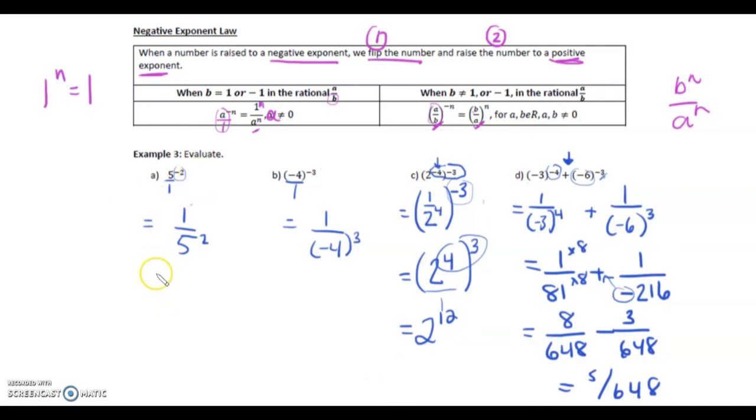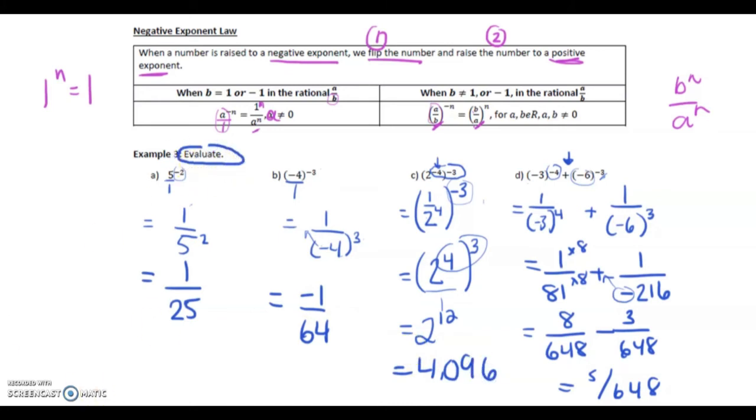So if you wanted to go back and evaluate, well, what's 5 squared? Okay, we would get 1 over 25. And then what's negative 4 to the exponent 3? We would get negative 1 over 64. Negative 4 to the 3 is going to yield a negative number, and then we would bring it up to simplify. And then 2 to the 12, it's not that bad of a number, 4,096. So that's actually evaluated.